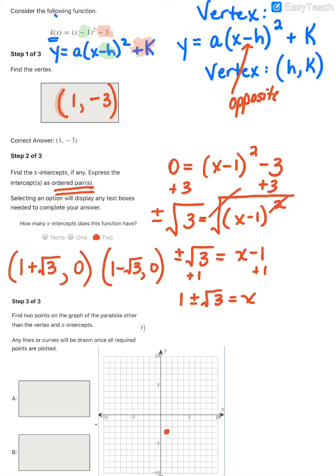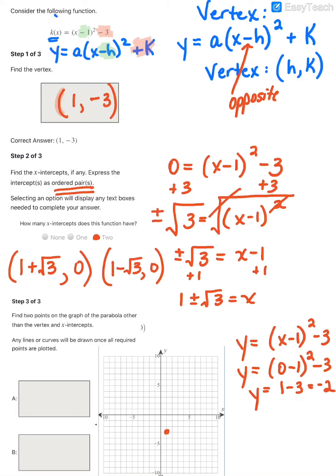So what you plug in is really up to you. In this case, it's going to be easier to choose x's to plug in. I would choose things that are easy to plug in. So, for example, if I let x equal 0, that's going to be real easy to simplify. So 0 minus 1 would be negative 1, and when you square it, it's positive 1. And then 1 minus 3 would leave me with negative 2. So that would be one ordered pair. When x was 0, my y was negative 2. So plot that there.